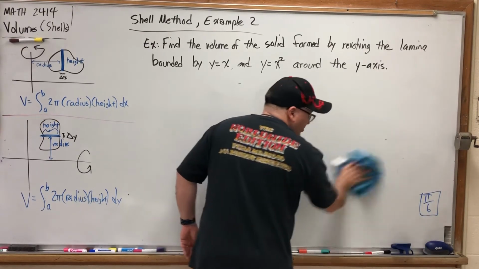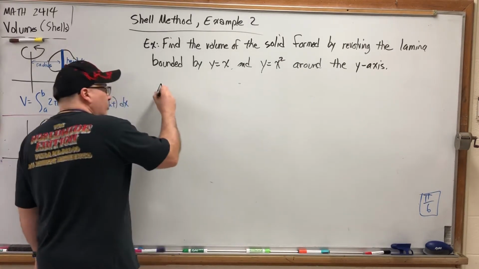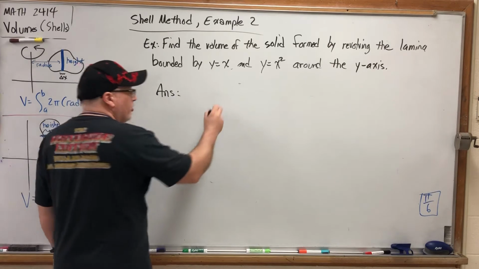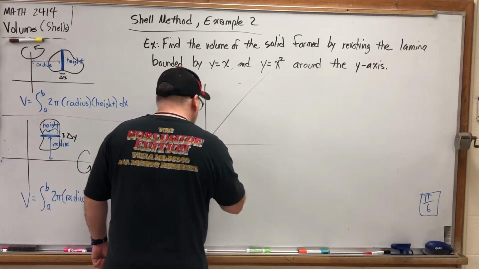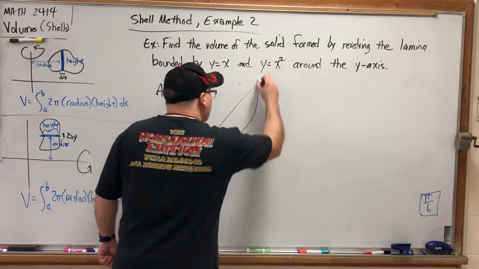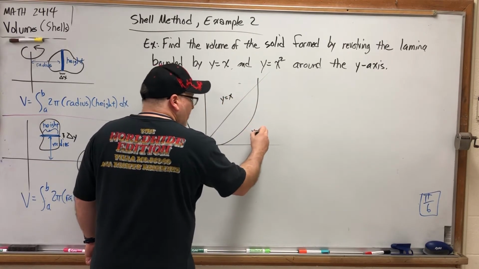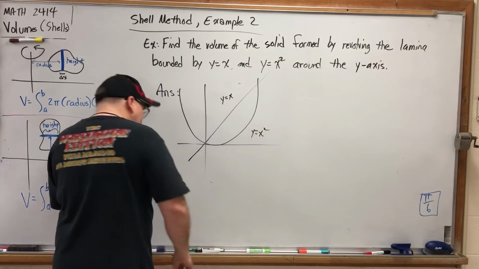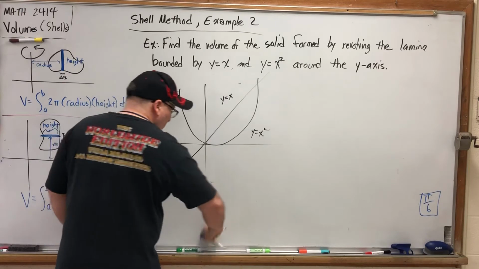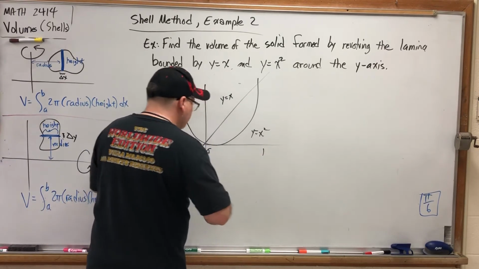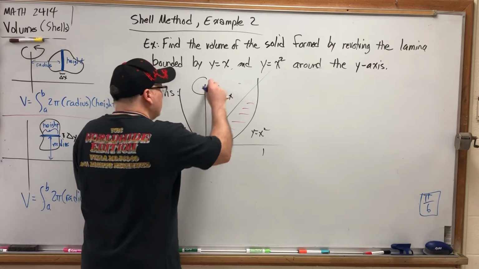What if we had chosen to use the washer method? So here comes a second version of the answer to show you that there's more than one way to do many problems. Let's get the lamina set up again. Okay, so here's y equals x on top, y equals x squared on the bottom. And by the way, the only time the parabola is below the line is between 0 and 1. And we're still going around the y-axis.